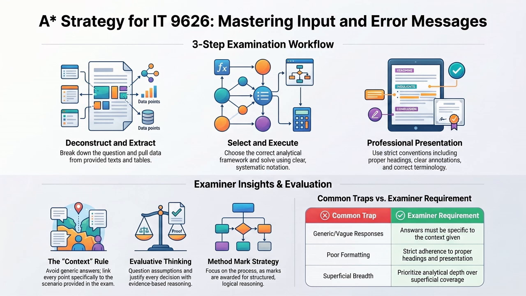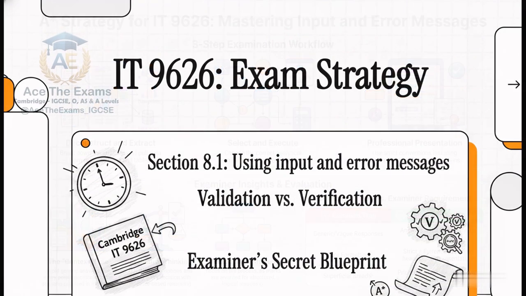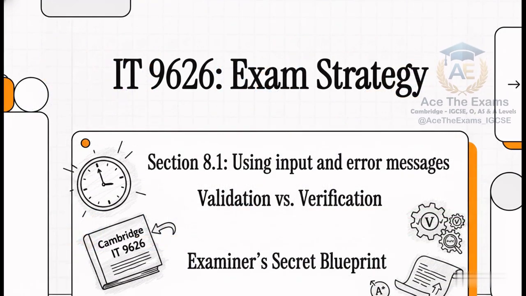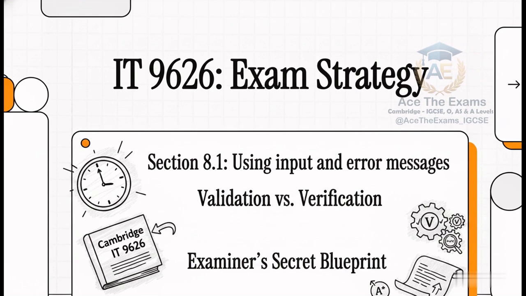Welcome to this explainer. Okay, I want you to literally picture this right now. You are sitting in the exam hall. The clock is relentlessly ticking down. You can literally feel the tension in the room. You flip the page of your Cambridge Information Technology 9626 paper, and boom, there it is.